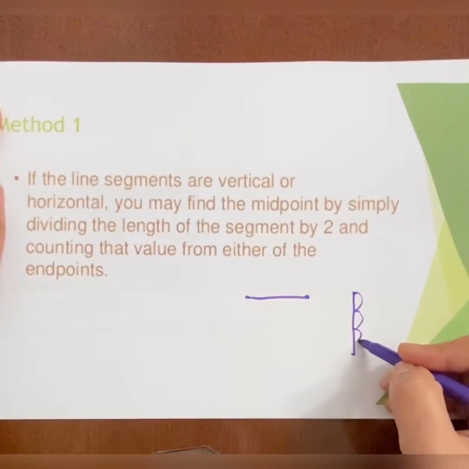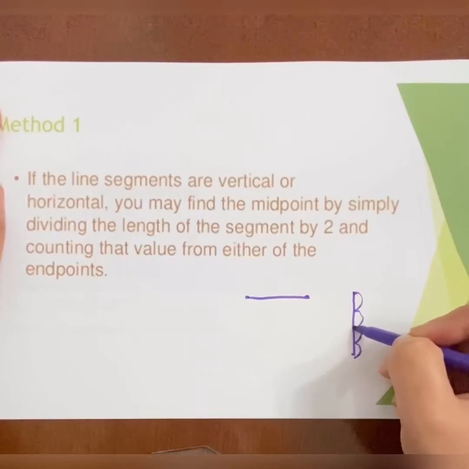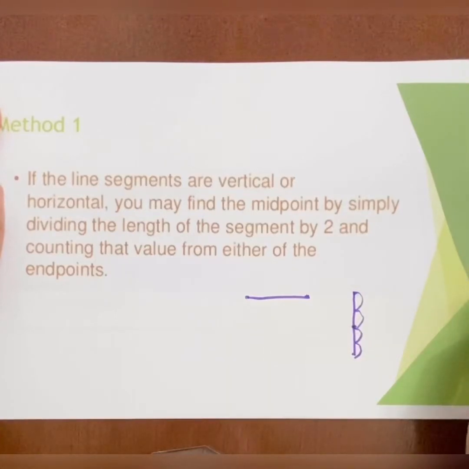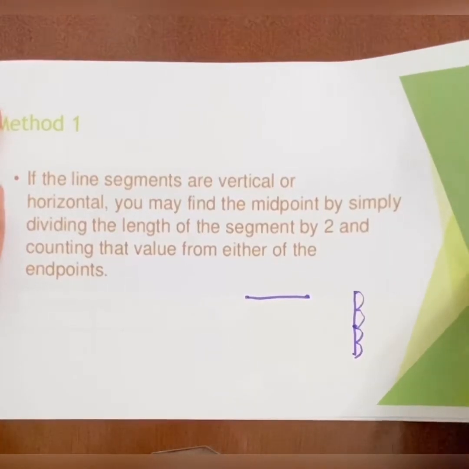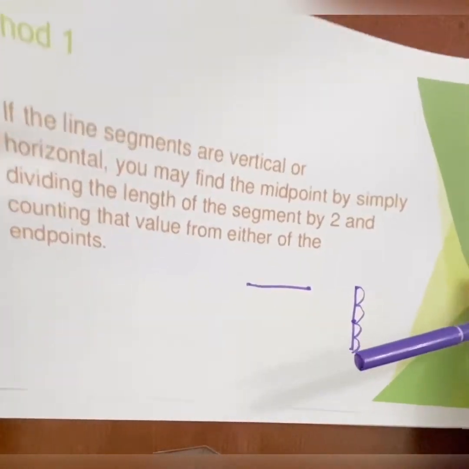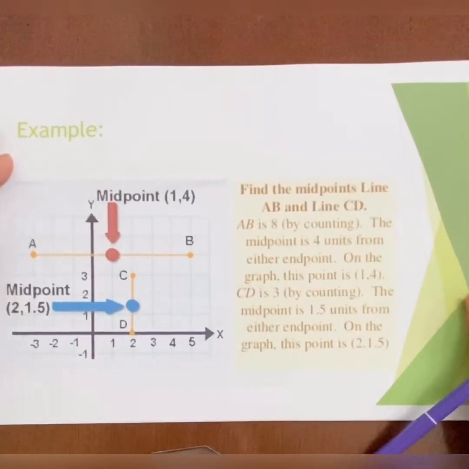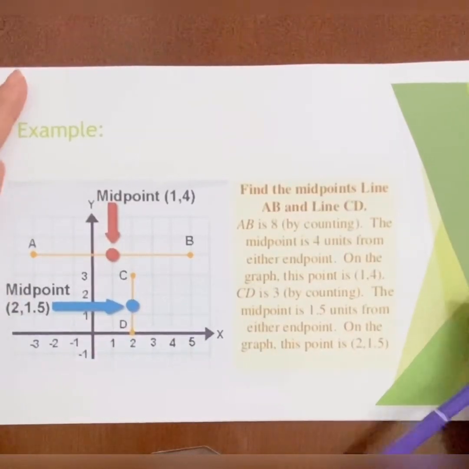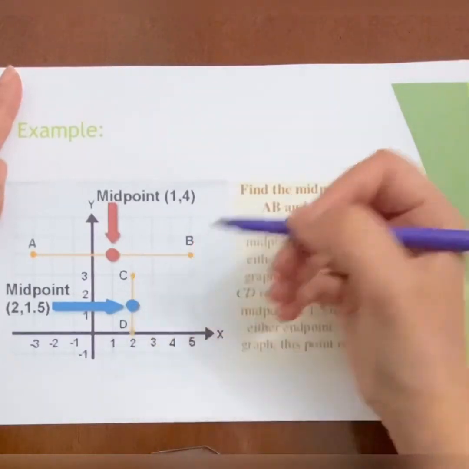So let's say here it's like 4. You count them and you divide by 2. So we know this is the midpoint. Or you can do that using the second method, which we will talk about later on. For the first method, I gave you a more clear example here. In this example, as you can see, we have a horizontal line segment and a vertical line segment.